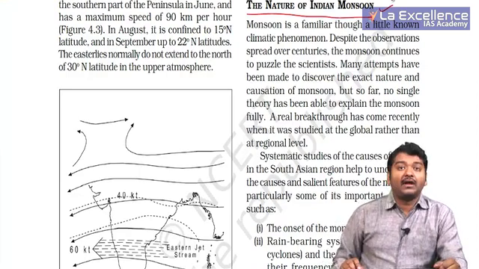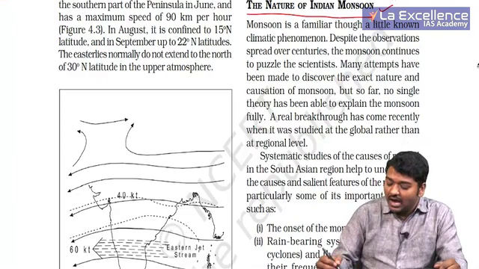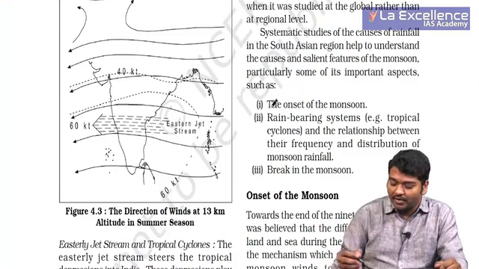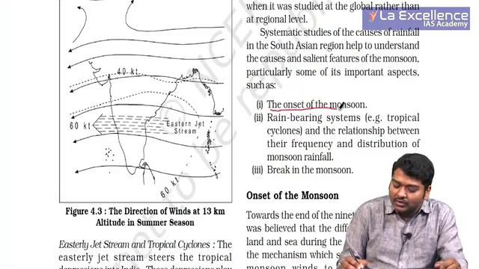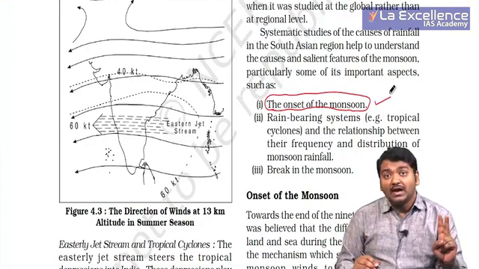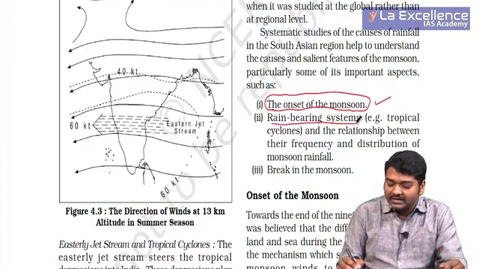Whenever I am looking at the nature of Indian monsoon, I have to tell you that there are certain features which are very, very important. That is, onset of the monsoon. As I told you, which one will start first is very, very important. Second important thing, the rain bearing systems.